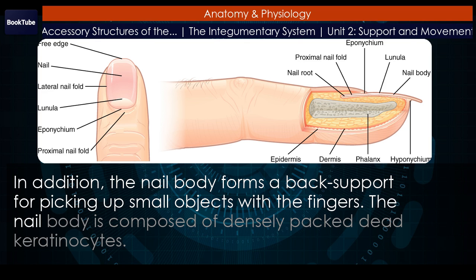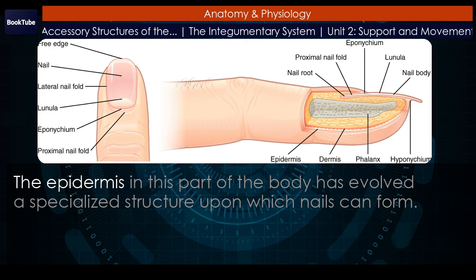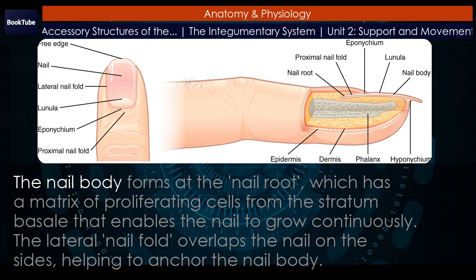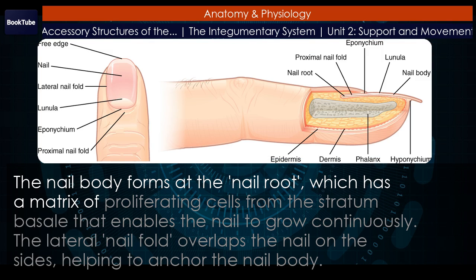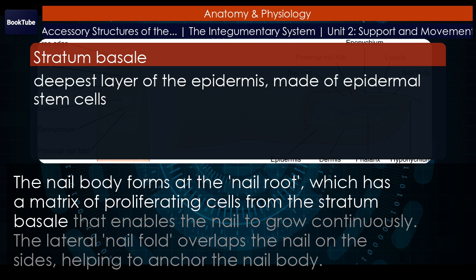The nail body is composed of densely packed dead keratinocytes. The epidermis in this part of the body has evolved a specialized structure upon which nails can form. The nail body forms at the nail root, which has a matrix of proliferating cells from the stratum basale that enables the nail to grow continuously.